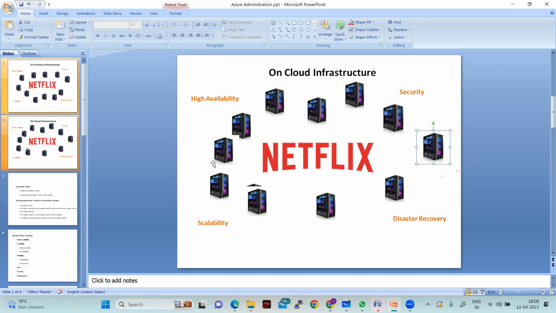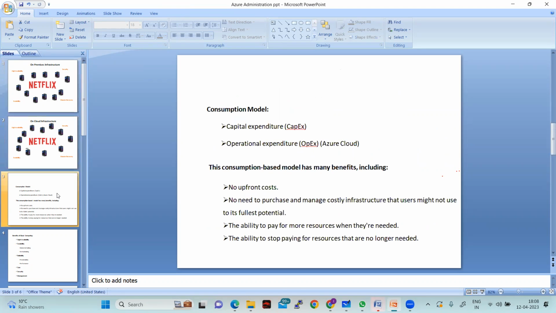So now let me go to the next slide. You can see I listed here the consumption model, so I said capital expenditure and operational expenditure. So what exactly is the consumption model? This is something we have to understand before we get into Azure cloud computing. A consumption model is nothing but how a user wants to use it.